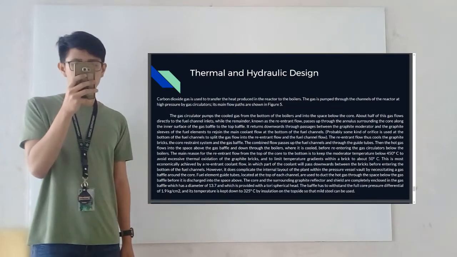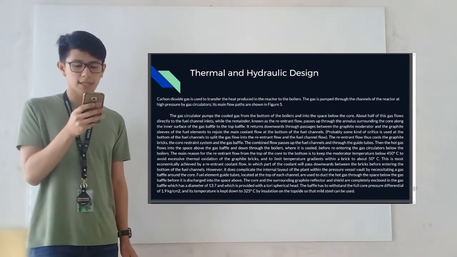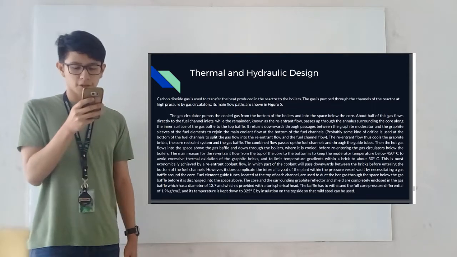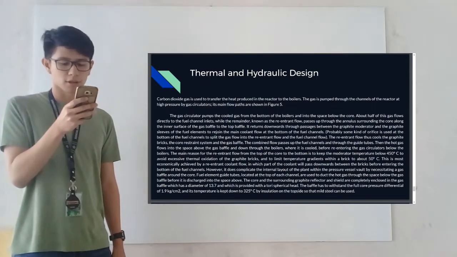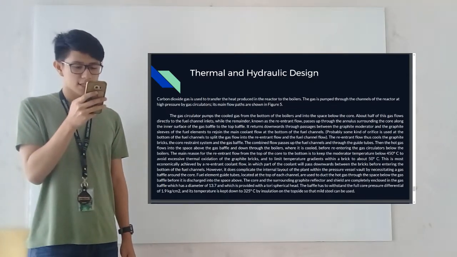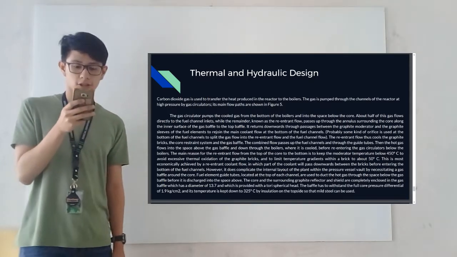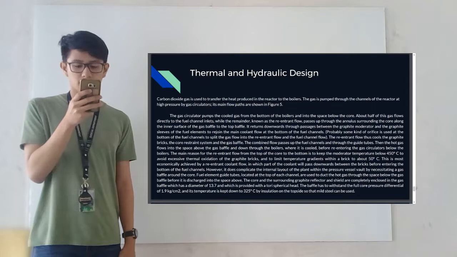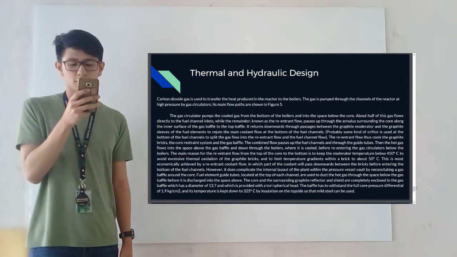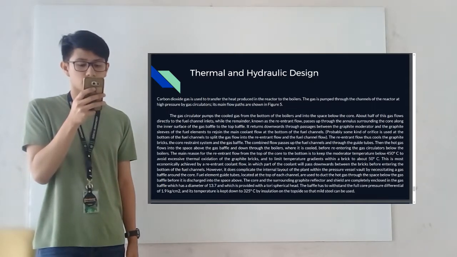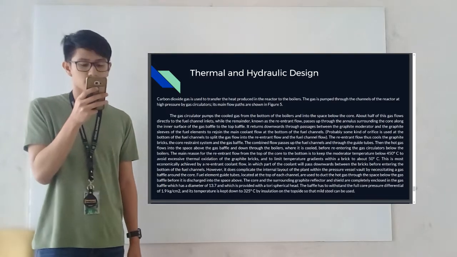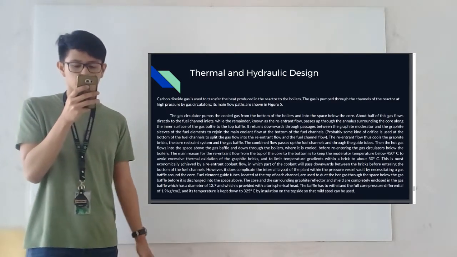The gas circulator pumps the coolant gas from the bottom of the boilers and into the space below the core. About half of this gas flows directly to the fuel channel inlets, while the remainder, known as the re-entrant flow, passes through the annulus surrounding the core along the inner surface of the gas baffle to the top of the gas baffle.